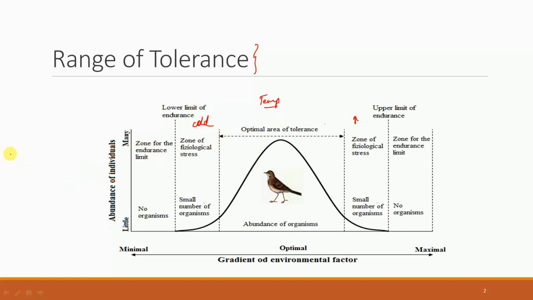Next is the zone of intolerance. It is the zone for the endurance limit. In this zone, the environmental factor is such that no organisms are able to survive. So this is the zone of intolerance. Along with the stress zone and the optimum tolerance zone, these are the three zones of tolerance, and this is what collectively comprises the range of tolerance.